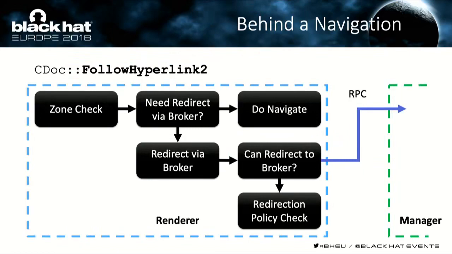The navigation will happen when we visit a website through an address bar or click a hyperlink on a web page. FollowHyperlink will be called, and the renderer will check the target URL. Microsoft Edge does a zone check within the renderer. If it determines the target URL needs to be opened in a new renderer, the navigation request will be sent to the manager. Otherwise, it just redirects in the current renderer.